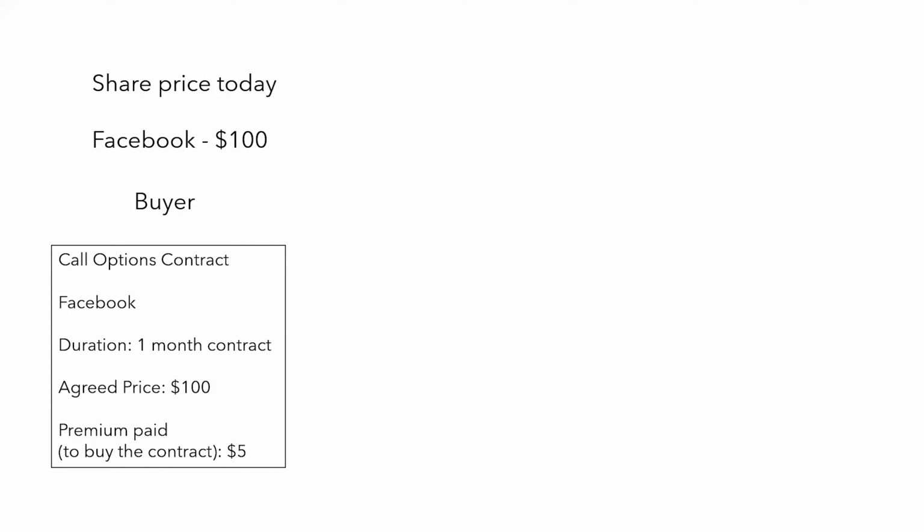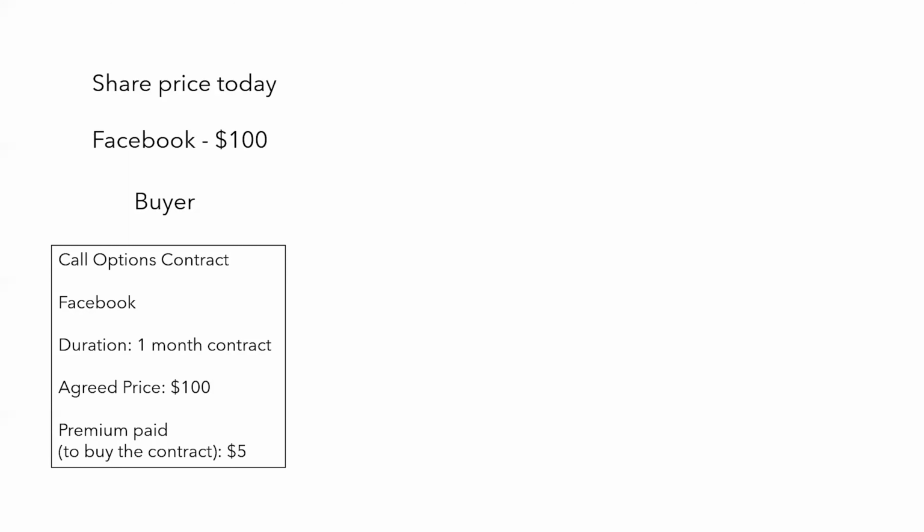Take note, one contract represents 100 shares. That means you need to multiply by 100. Let's say, for example, this contract's agreed price is $100. If you choose to exercise it to buy the shares, you need to fork out $10,000. That's the whole thing. Or alternatively, you can also close the contract by selling it back to profit from the gains. Now, I will show you the example later.